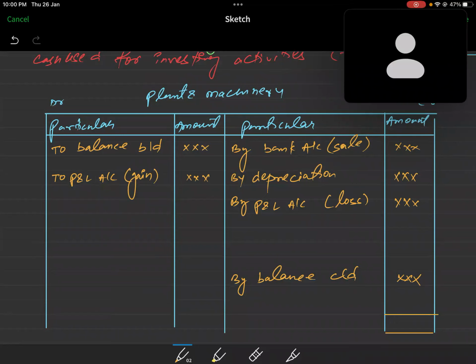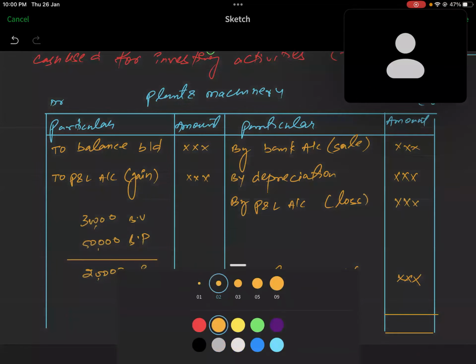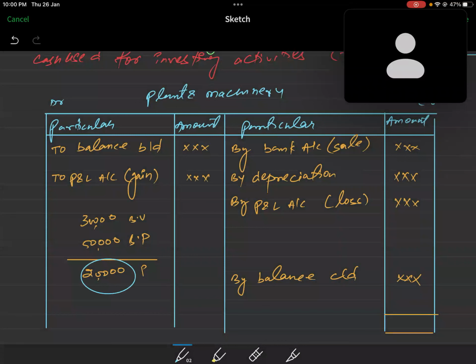So can you repeat this? Yeah, I'm saying that if the book value of the machine is 30,000, and if we have managed to sell that machine at a price of 50,000, then we have generated a profit of 20,000. Now, in order to treat this, we will be recording this 20,000 on the debit side of the plant and machinery account. And the price at which this has been sold will be recorded on the credit side, right?